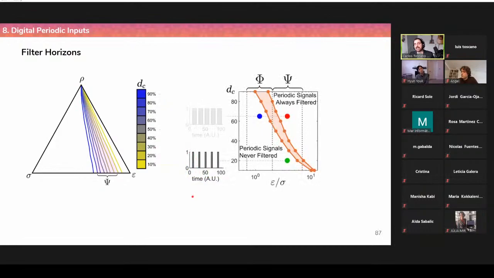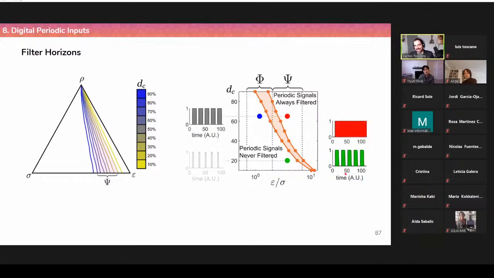Now, if for instance I feed an input signal with a duty cycle of 20%, and in this case I have a wire with this specific emitter to sink ratio, which places our culture in the buffer region, we see that we are in this region where periodic signals are never filtered, but we are in the buffer region, meaning that the duty cycle of the output is going to increase with respect to the duty cycle of the input, which is exactly the case here. Here, the duty cycle has increased.